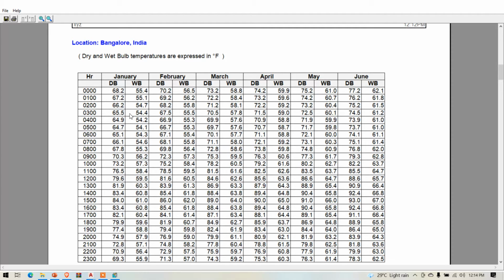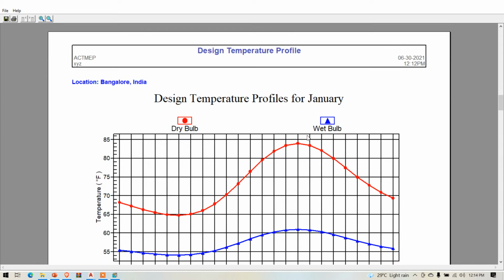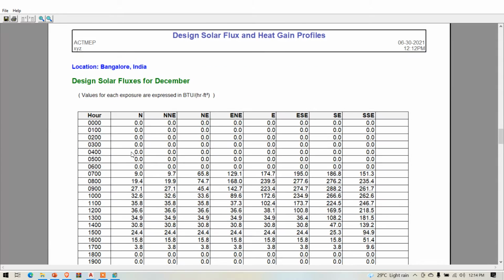What are the dry bulb temperatures, what are the wet bulb temperatures, and then for February, dry bulb and wet bulb. So you will get these values accurately, and this is the temperature profile for Bangalore, India. The next one is solar fixtures and heat gain profiles. Solar fixtures means how much heat we are getting from the sun.